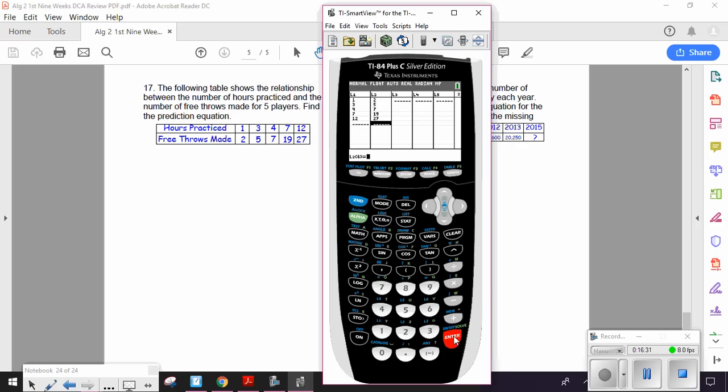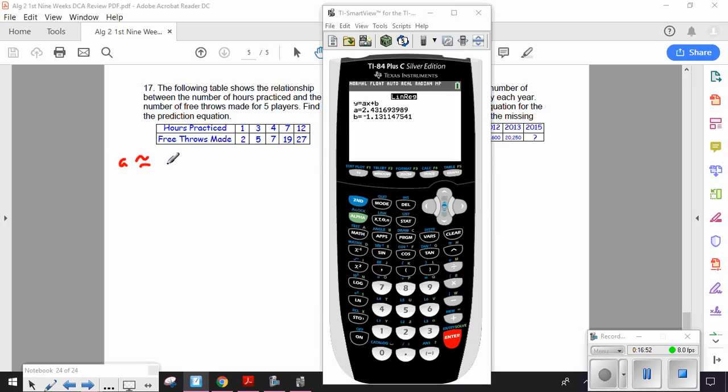Everything is entered properly. Good. Go to stat, since it wants the prediction equation again. Stat, calc, Lin regression. Go down to calculate, hit enter. So A this time is approximately 2.43. B is approximately negative 1.13. So when you write the equation, that would be y equals 2.43x minus 1.13.